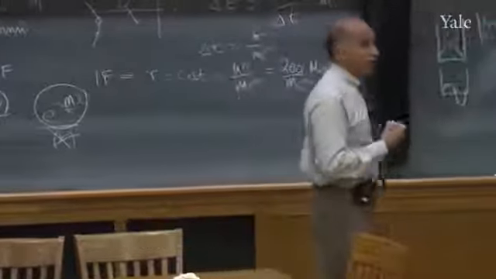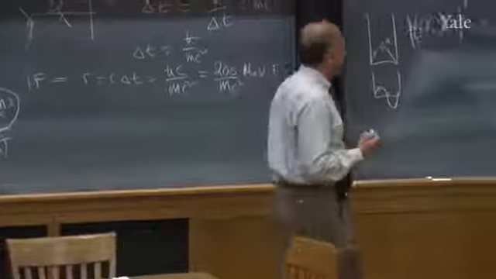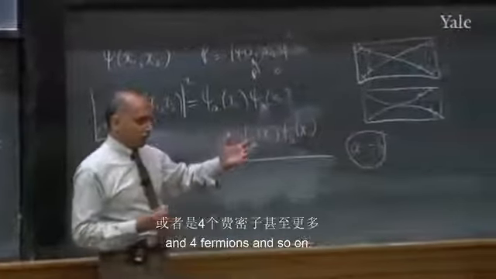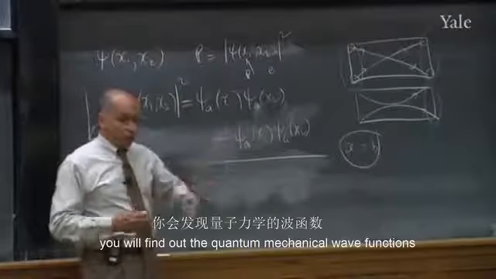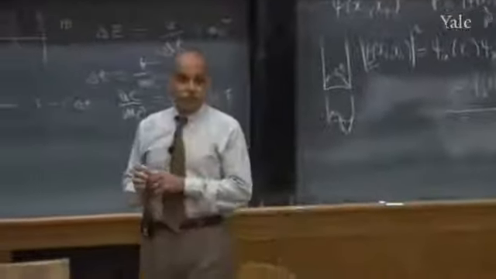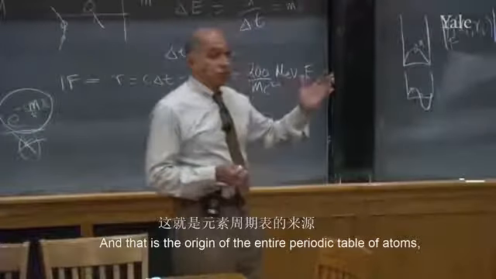Bosons, on the other hand, can be in the same state and like to be in the same state. I don't have time to talk about that, but this is the Pauli principle. And you can show if you've got 3 fermions and 4 fermions and so on, you will find out the quantum mechanical wave functions never allow any two of them to be in the same state. And that is the origin of the entire periodic table of atoms.